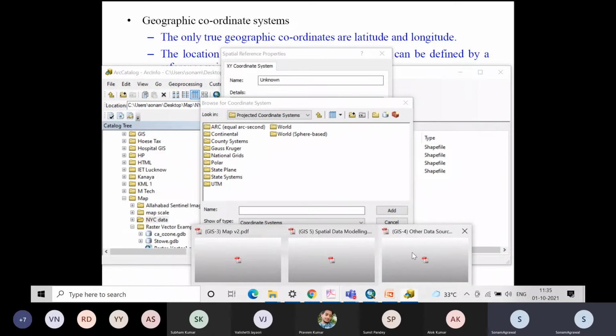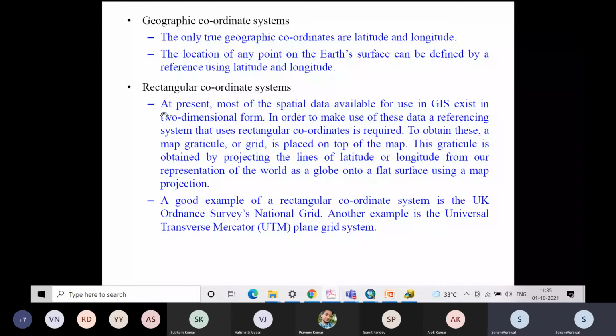At present, most of the spatial data available for use in GIS exist in two-dimensional form. In order to make use of these data, a referencing system that uses a regular rectangular coordinate system is used. To obtain this, a map graticule or grid is placed on top of the map. This graticule is obtained by projecting the lines of latitude and longitude from our representation of the world as a globe onto a flat surface using a map projection. A good example of a rectangular coordinate system is the UK Ordnance Survey National Grid System. Another example is the Universal Transverse Mercator, or UTM, plane grid system.